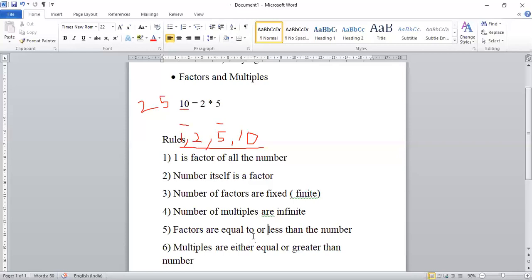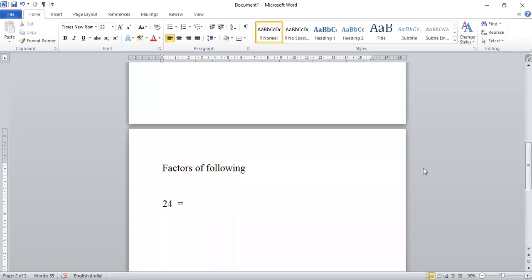Let's solve some examples of factors and multiples. Okay, let's take this example. They have asked us to find the factors of the following. So I take the number 24.